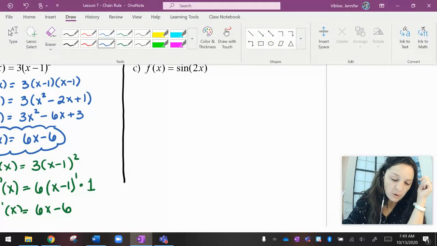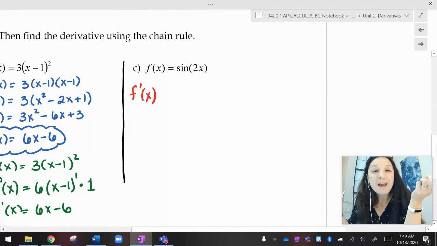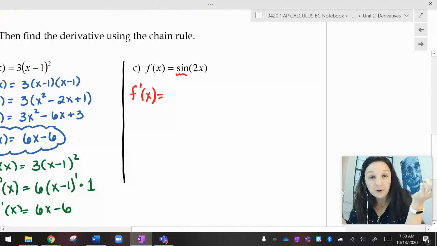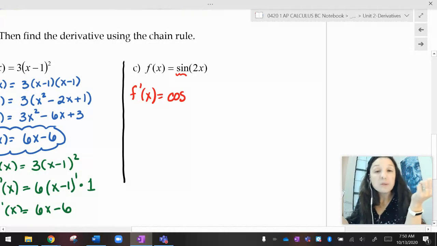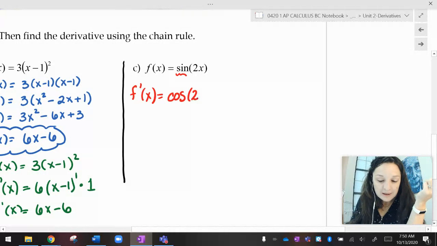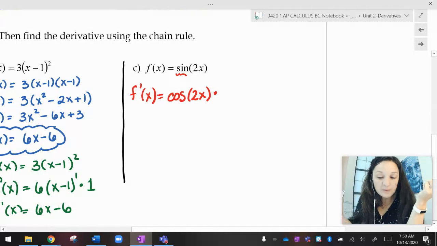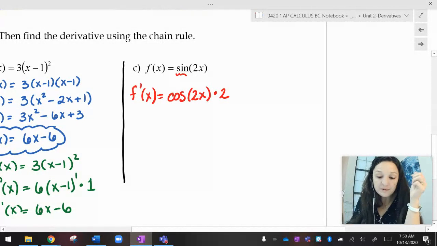So if I start here on part C and I want to do the chain rule, what's my outside? Well, my outside this time is the sine function. The derivative of sine is going to be cosine. There's the derivative of the outside. Keep the inside, times the derivative of the inside, and the derivative of 2x is 2. So the derivative of sine 2x is 2 cosine 2x.